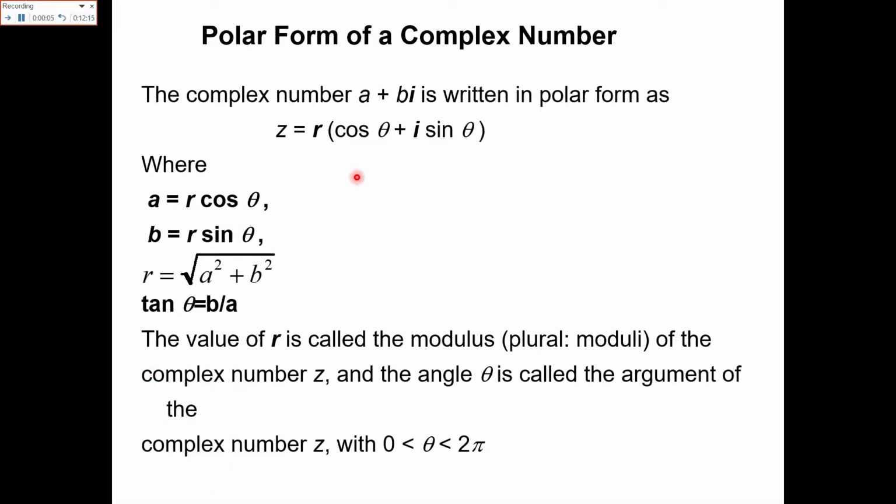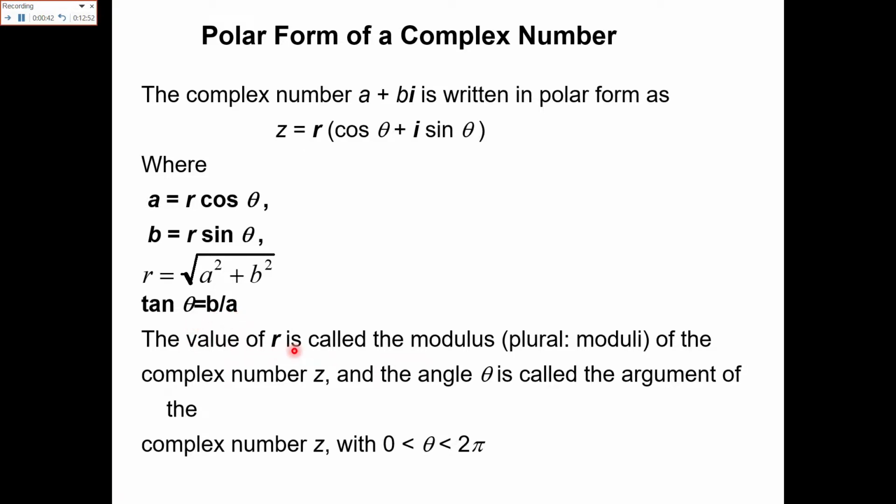So the polar form of the complex number a plus b iota can be written as z is equal to r cos theta plus iota sin theta. Here r cos theta is the real part of the complex number in the polar form, and r sin theta is basically the imaginary part. Here you can find r, which is equal to the square root of a squared plus b squared, where theta is equal to tan inverse b over a.